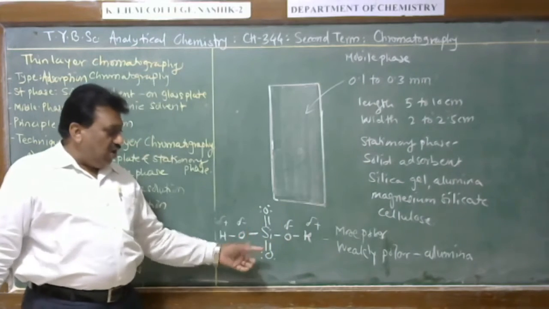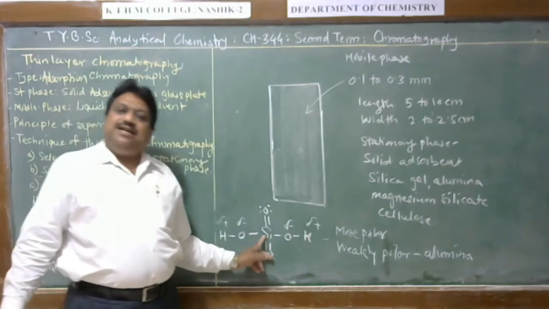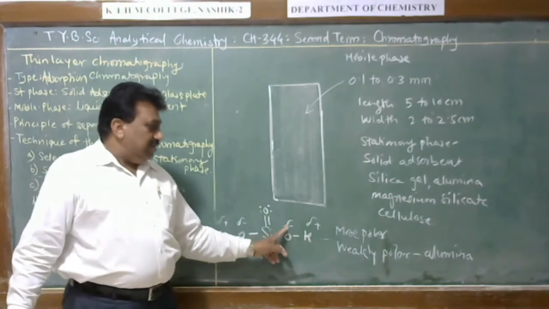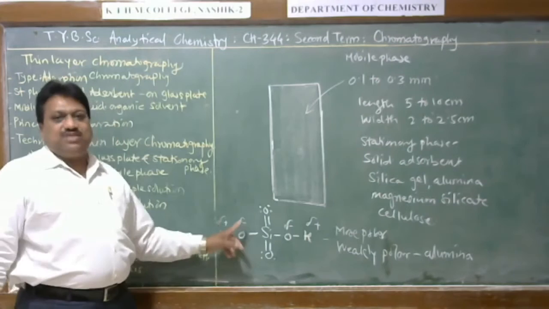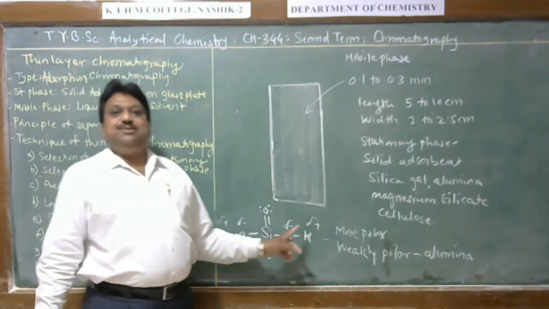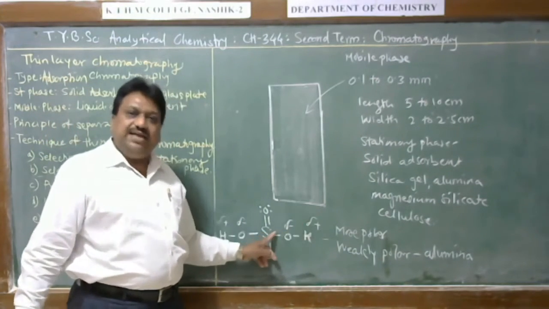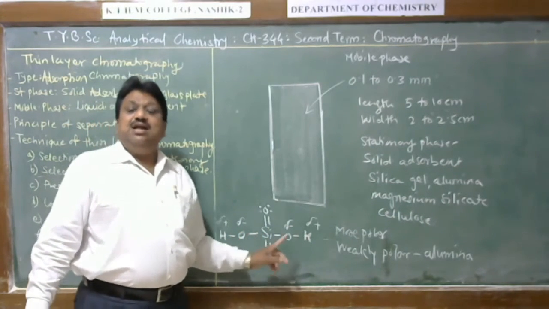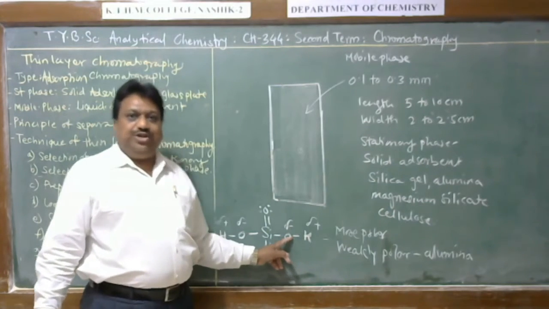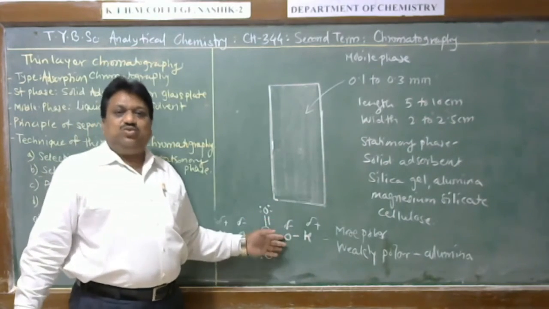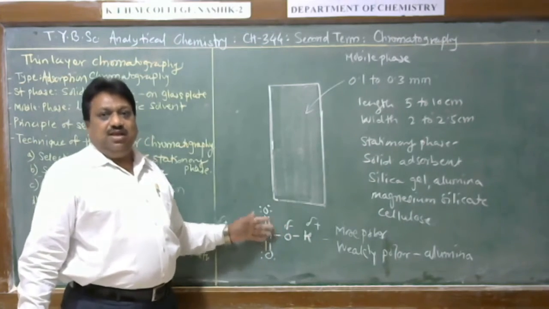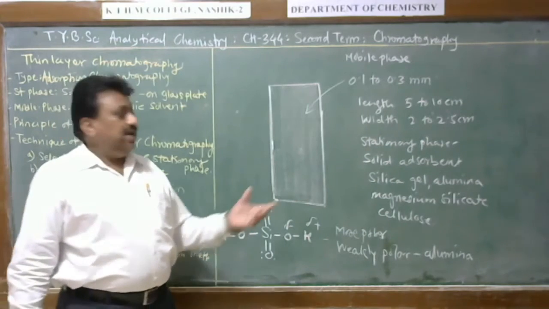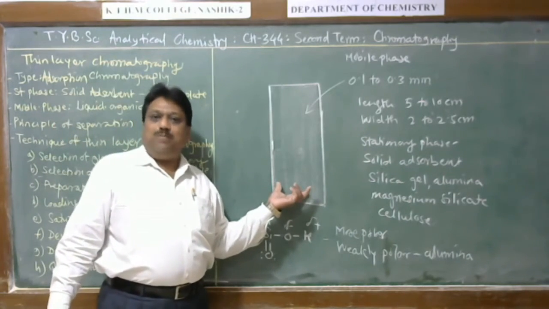Because here the slurry of adsorbent material is prepared in a volatile solvent, no doubt that gets lost, but sometimes some solvent may be linked with these active sites. If solvent is linked with these active sites, there is no development because these active sites are blocked by the solvent molecules. Therefore, to activate these active sites or binding sites on the plate, we have to dry that plate in order to remove the residual solvent. That is called activation of the chromoplate.